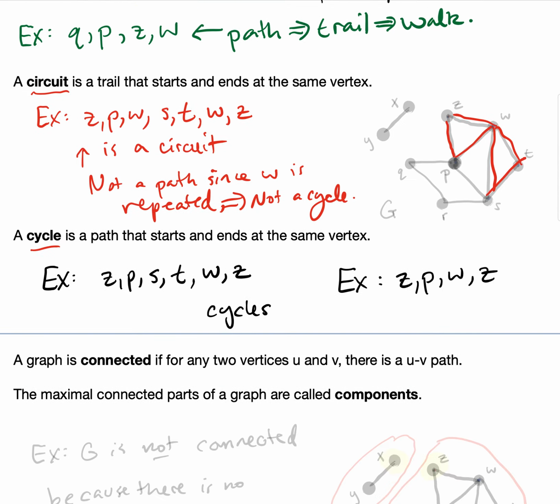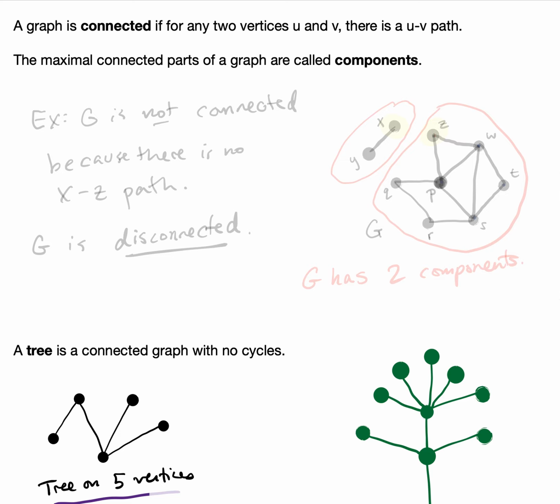A graph is connected if for any two vertices U and V there is a UV path. So for example, the graph that we've been working with, G, is not connected. And it is not connected because, for example, there is no path between the vertices X and Z. So G is not connected because there is no XZ path, and therefore we would call G a disconnected graph. So G is disconnected.